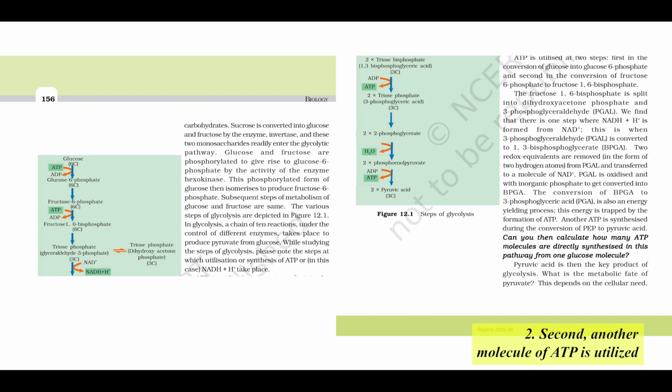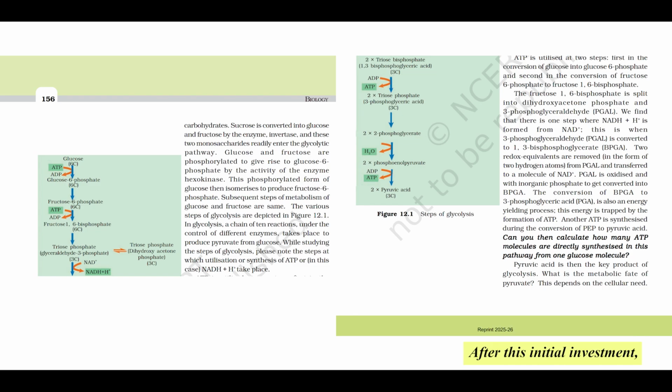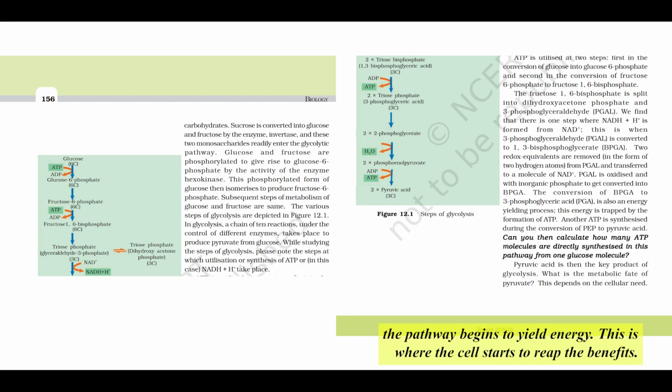Second, another molecule of ATP is utilized later on when fructose 6-phosphate is converted to fructose 1,6-bisphosphate. This step adds a second phosphate group, further destabilizing the sugar molecule, preparing it for cleavage. So in total, 2 ATP molecules are invested or consumed in these initial priming steps. Now, energy payoff phase and NADH plus H plus formation. After this initial investment, the pathway begins to yield energy. This is where the cell starts to reap the benefits.